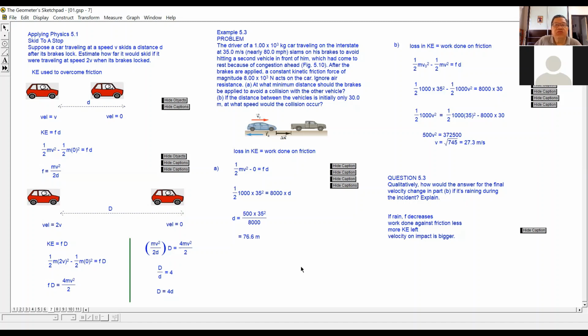After the brakes are applied, a constant kinetic friction force of magnitude 8 times 10 to the power 3 Newton acts on the car. Ignore air resistance. A: At what minimum distance should the brake be applied to avoid a collision with the other vehicle? B: If the distance between the vehicles is initially only 30 meters, at what speed would the collision occur?